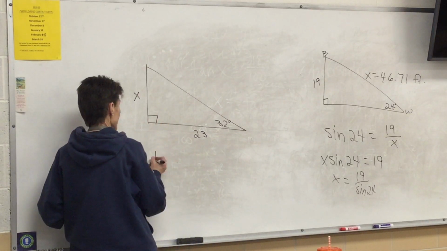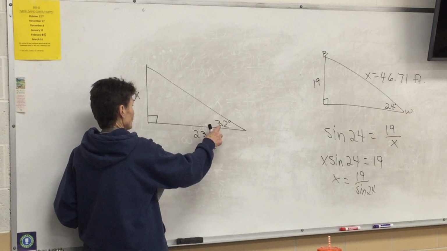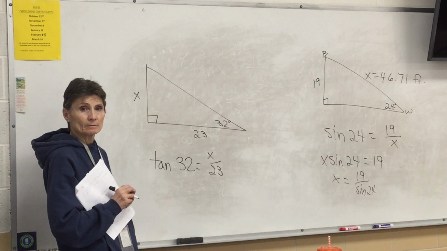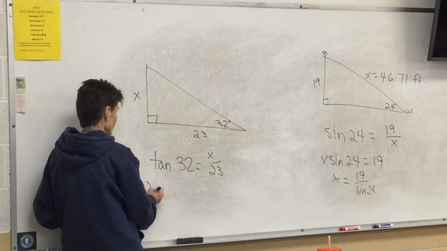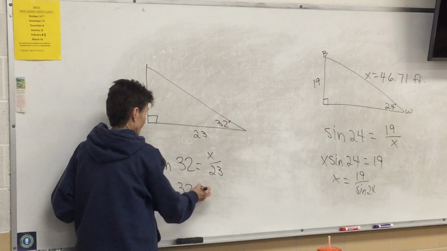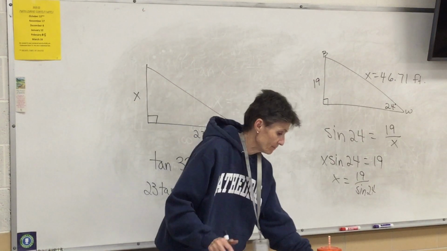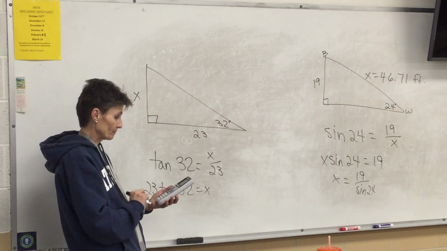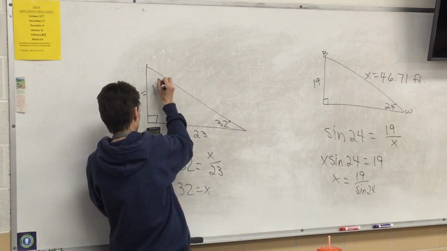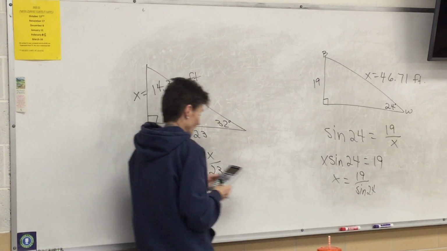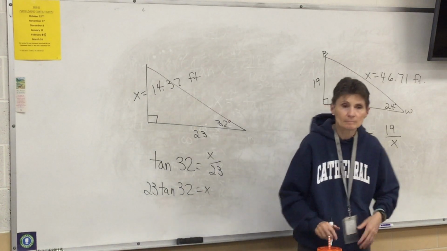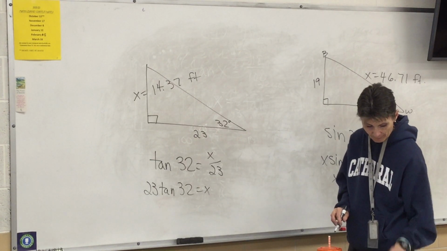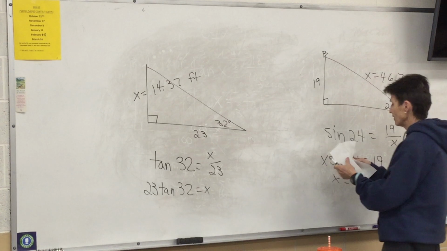All right, this looks like another tangent to me. Does it to you? Tangent 32 equals x over 23. This is an easy one now. Multiply the 23. And that, my friends, is it. So 23 tan 42. And the flagpole is 14.37 feet tall. Perfect.